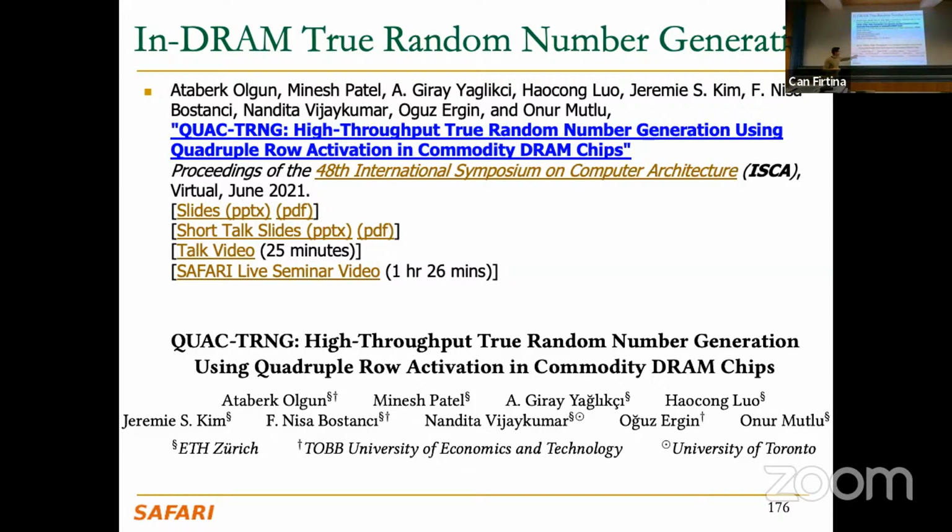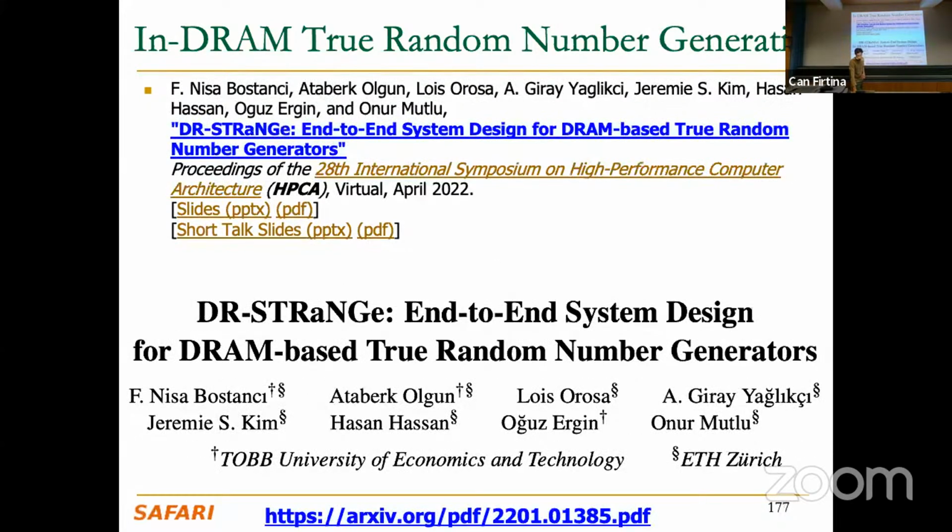Well, in this one, we activate 4. If we activate 4, because it's maybe 2 zeros and 2 ones, it's more unpredictable what's going to be the final result, right? And this allows us to generate random numbers. So it can also be useful to activate an even number of rows.